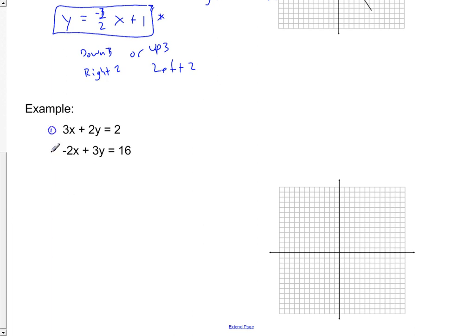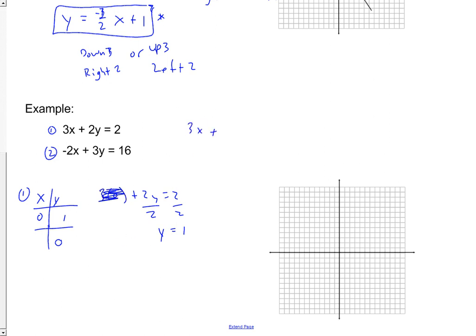If I label this as graph 1 and graph 2, for number 1, if I make an XY table, I'm going to start off by just putting in 0 for X. I'll find the Y that goes with that, and then I'll plug in a 0 for Y and find the X that goes with that. So if I have 0, 3 times 0 plus 2Y equals 2. Well, 3 times 0 zeroes out that term, so all I need to do is divide by 2 and get Y equals 1. When I plug in 0 for the Y, I get 3x plus 2 times 0 equals 2. This term gets zeroed out, so all I need to do is divide by 3, and I get x equals 2/3.